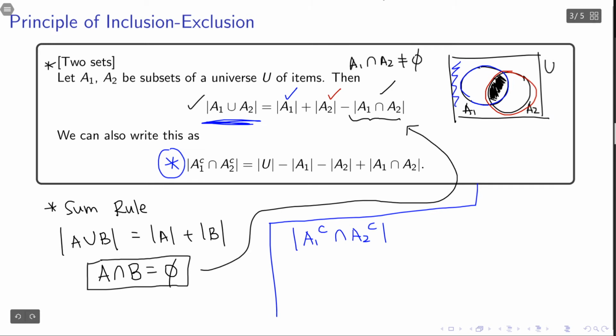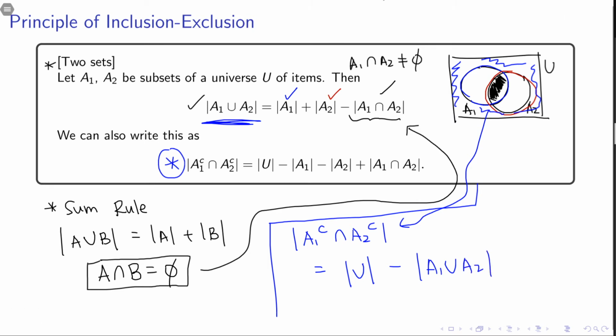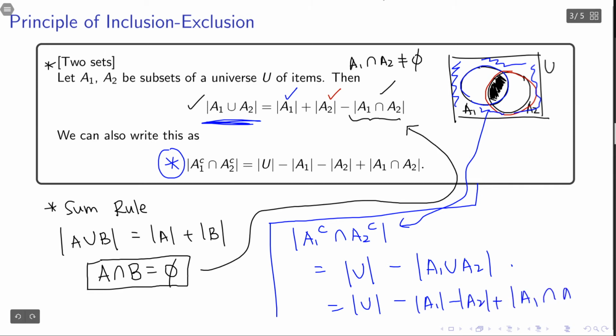And those are the elements out here. And so that's simply equal to the universe minus the union of A1 and A2. Right? So all the elements that are in neither of the sets, which then simplifies to be that statement that you see inside the box. Oops. So minus A1 minus A2 plus A1 intersect A2.